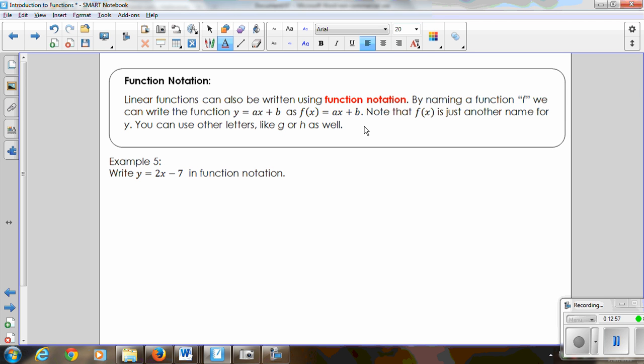F of x is just another name for y, and we can use other letters like g or h, and I don't have to use the variable x either. So if I wanted to model height over time, I might use an h, and then my input variable would be t. So I could say h of t would represent the height of an object over time. So in number 5, you're simply asked to write the equation in function notation. All you're doing is taking the y and replacing it with f of x.